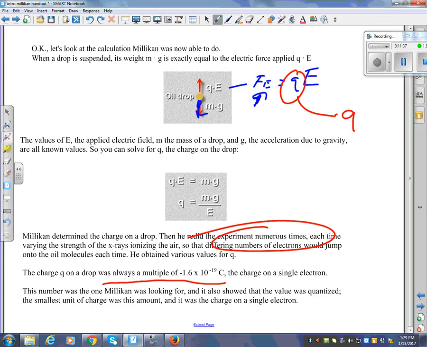This number was the one Millikan was looking for, and it showed that the value was quantized. In other words, it is the smallest unit of charge, was this amount. And it was the charge on a single electron. You can't get a smaller amount of charge.